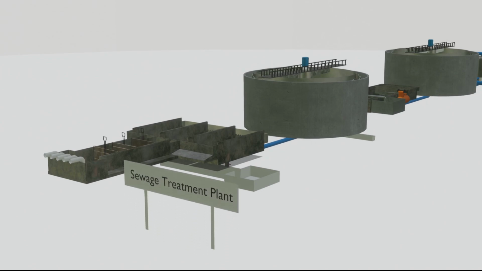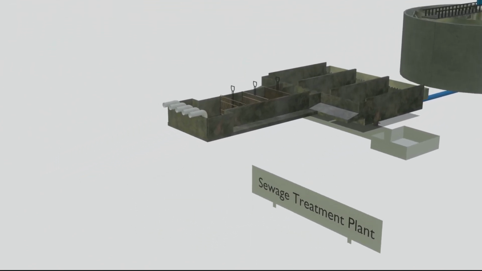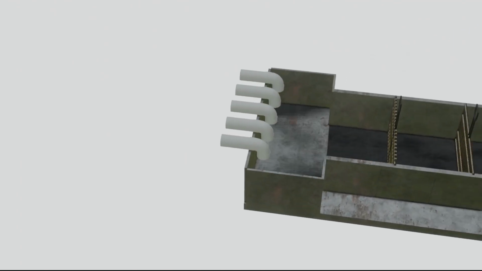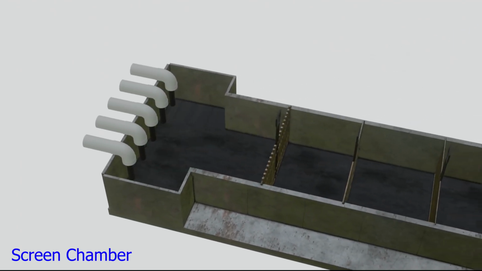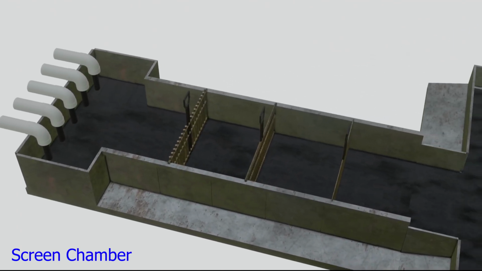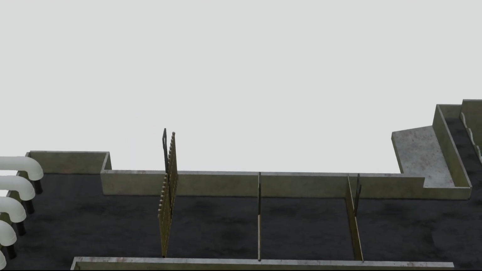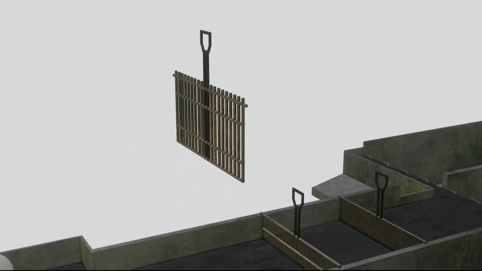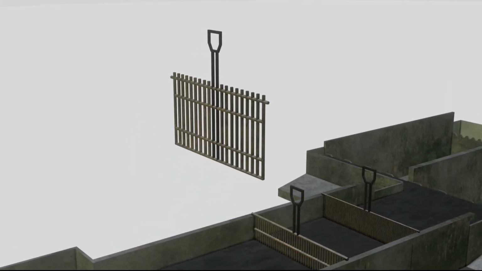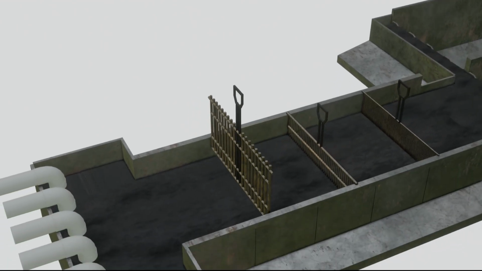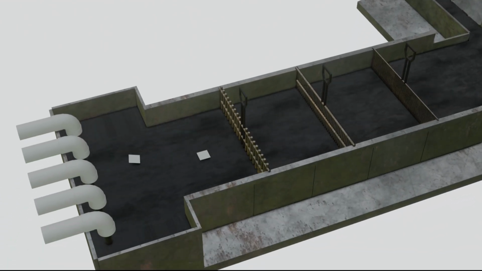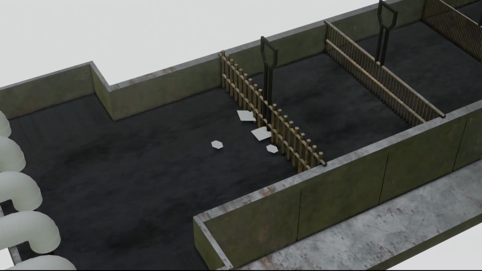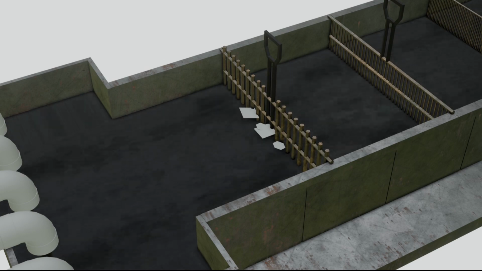Then how does it work? First, sewage will come to the screen chamber to separate large objects from the sewage. In this chamber, there is a bar filter in the center of the sewage flow. As the sewage flows through the bar filter, any large objects such as sticks, plastic, or other large material are trapped by this bar filter.